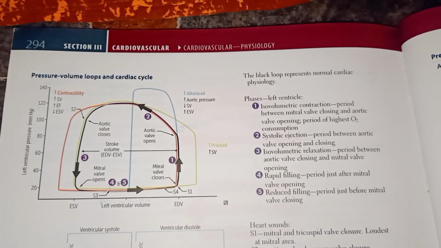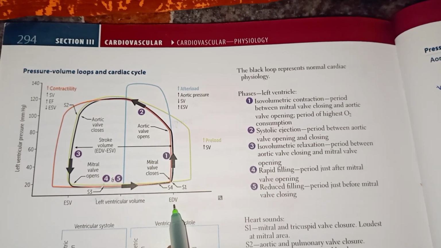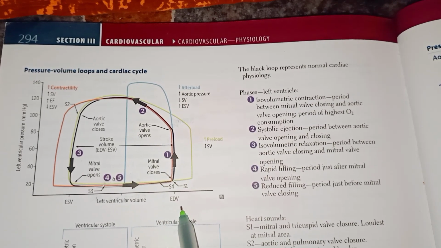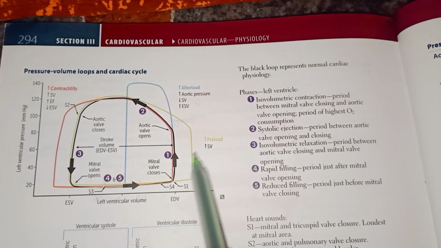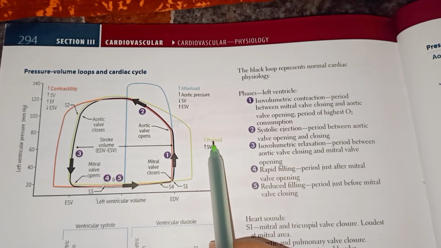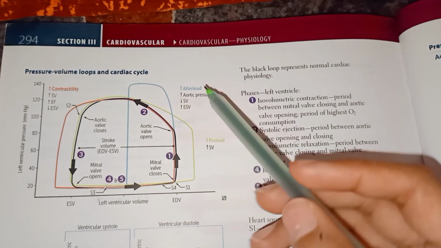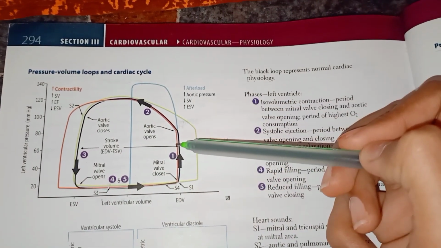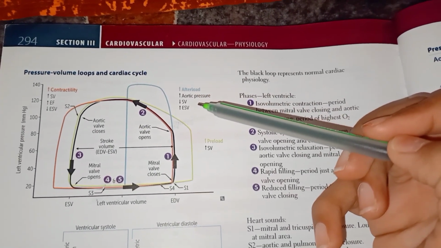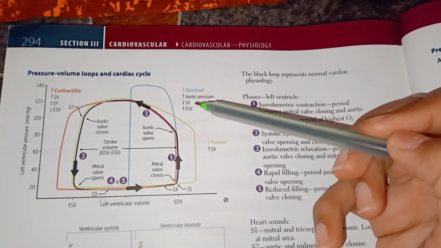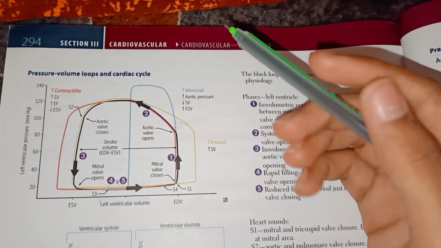Here we will see some terms in this diagram, like end systolic volume and end diastolic volume. End diastolic volume is equal to the preload. The green color here represents the preload: as the preload increases, stroke volume increases. Next, the blue color represents afterload. If the afterload increases, aortic pressure increases and the stroke volume decreases, because afterload is an opposing force for the left ventricle to pump against.